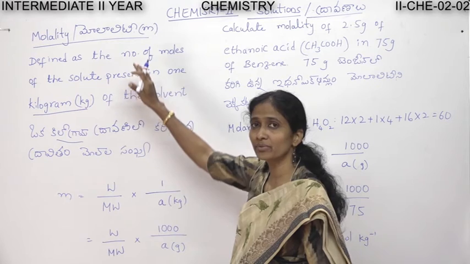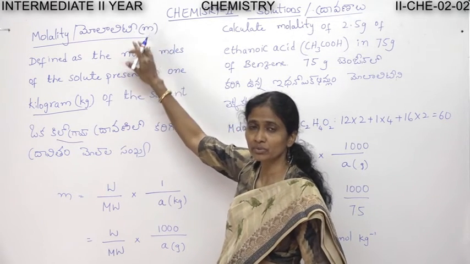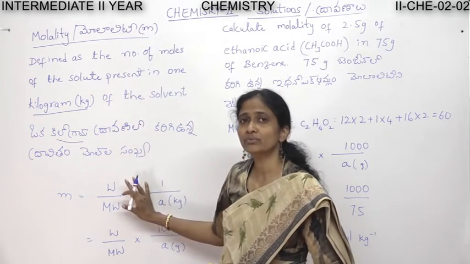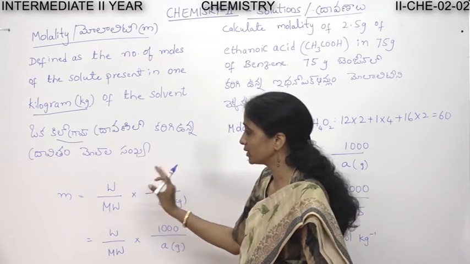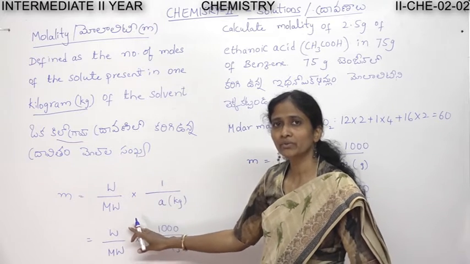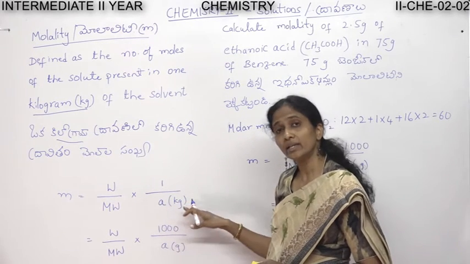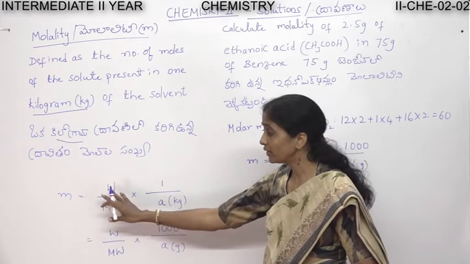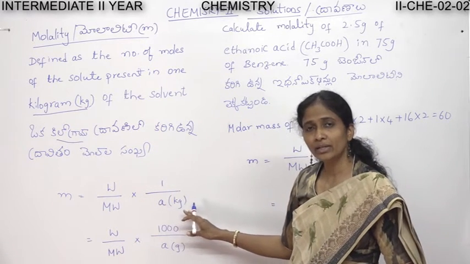So one more thing, where molality is designated by small m. So next we come to the formula of molality. So what is the formula? Small m equals weight by molecular weight into 1 by A in kilograms. Okay, weight by molecular weight into 1 by A in kilograms.